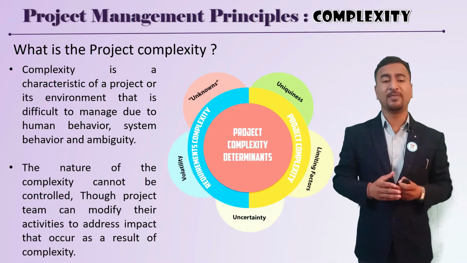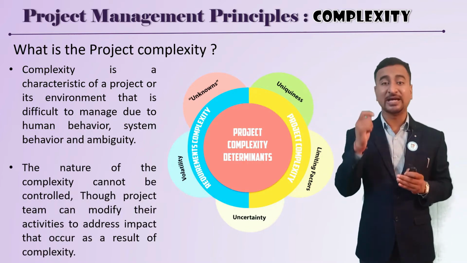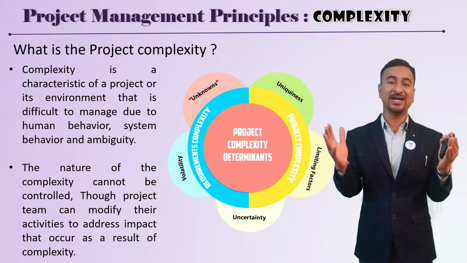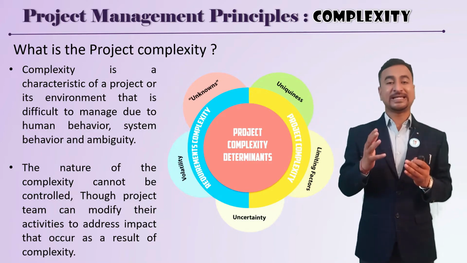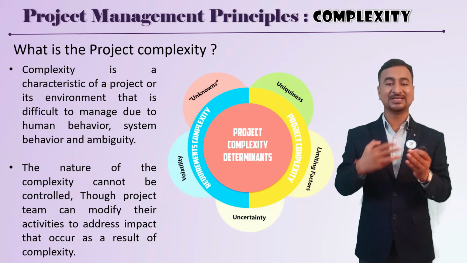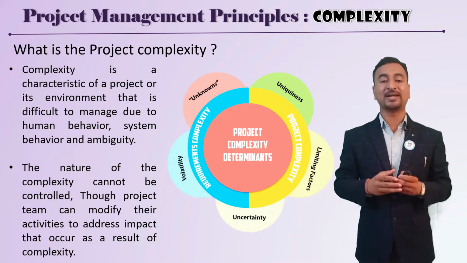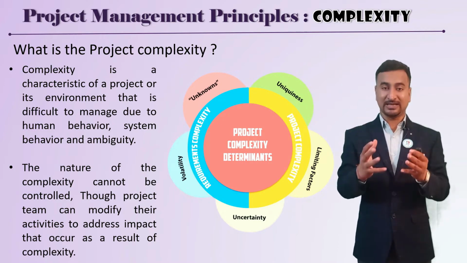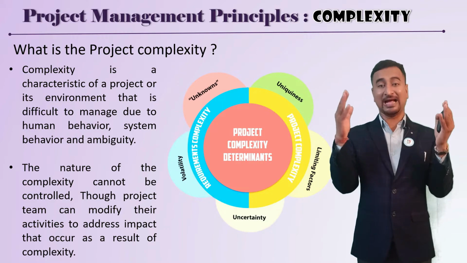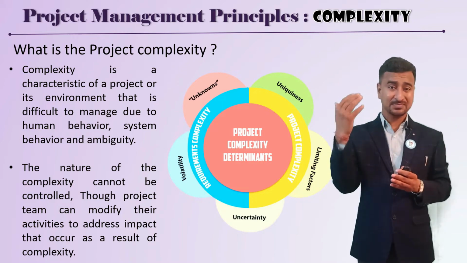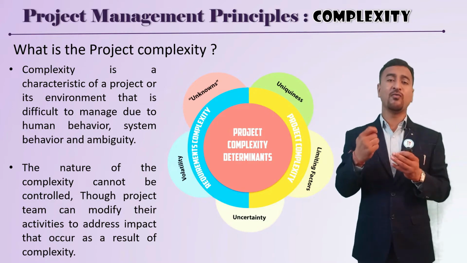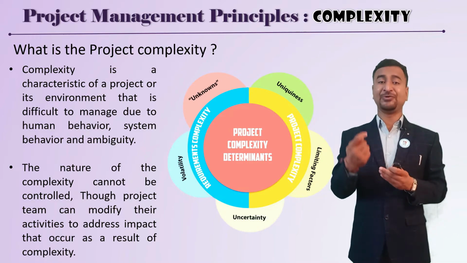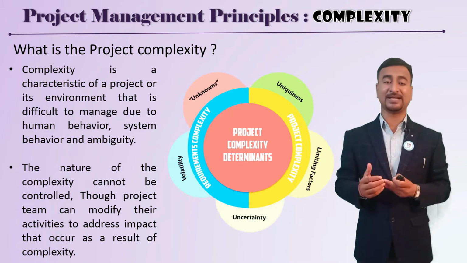The nature of the complexity cannot be controlled, and you need to understand that, because that is a limitation. You cannot control everything, right? Though the project team can modify their actions or activities to address the impact that occurs as a result of the complexity, we have limited control. We cannot control the things which are external and internal, but somehow we can try to address that by changing and introducing activities that might impact the complexity.